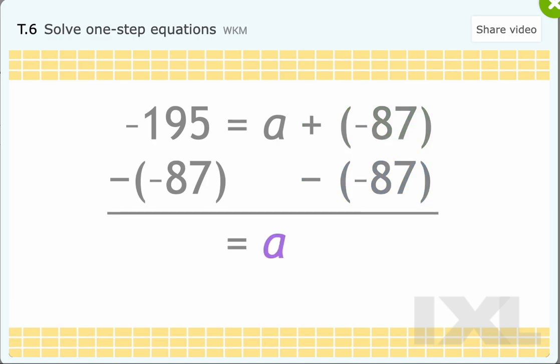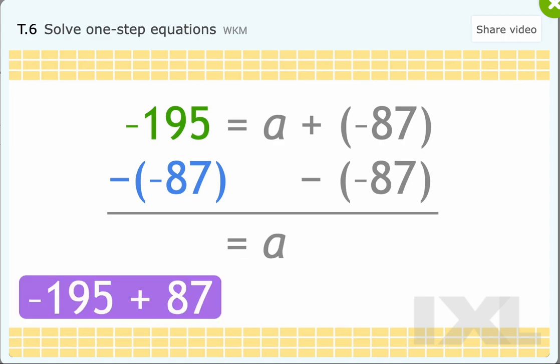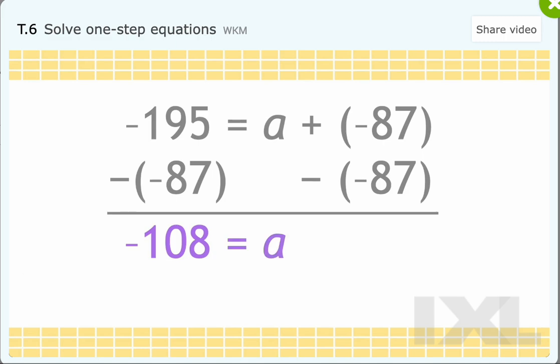On the left side of the equation, we have negative 195 minus negative 87. Subtracting a negative is the same as adding its opposite, so we can think about this problem as negative 195 plus 87. Negative 195 plus 87 is negative 108, so negative 108 equals a.